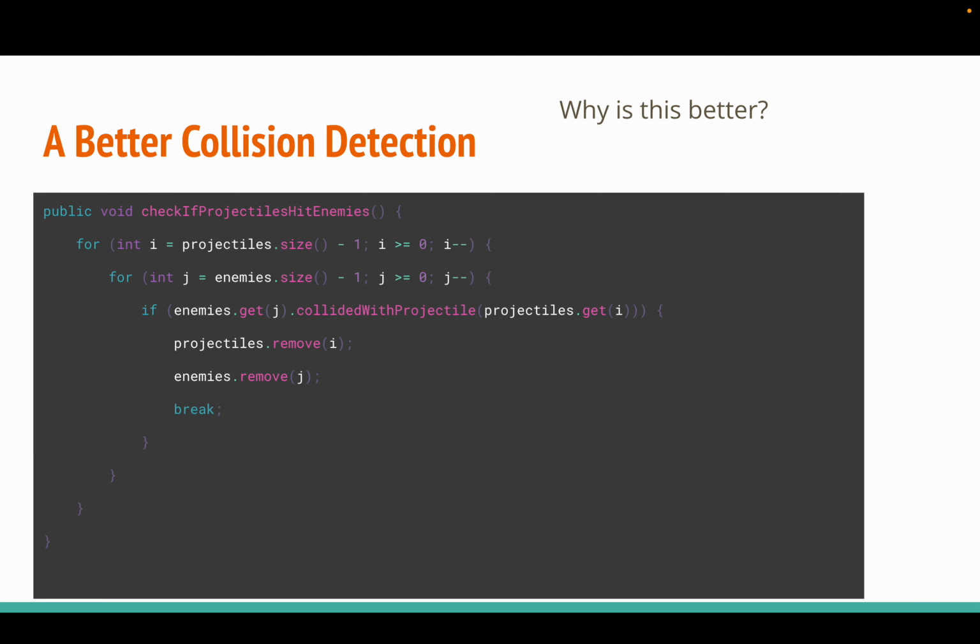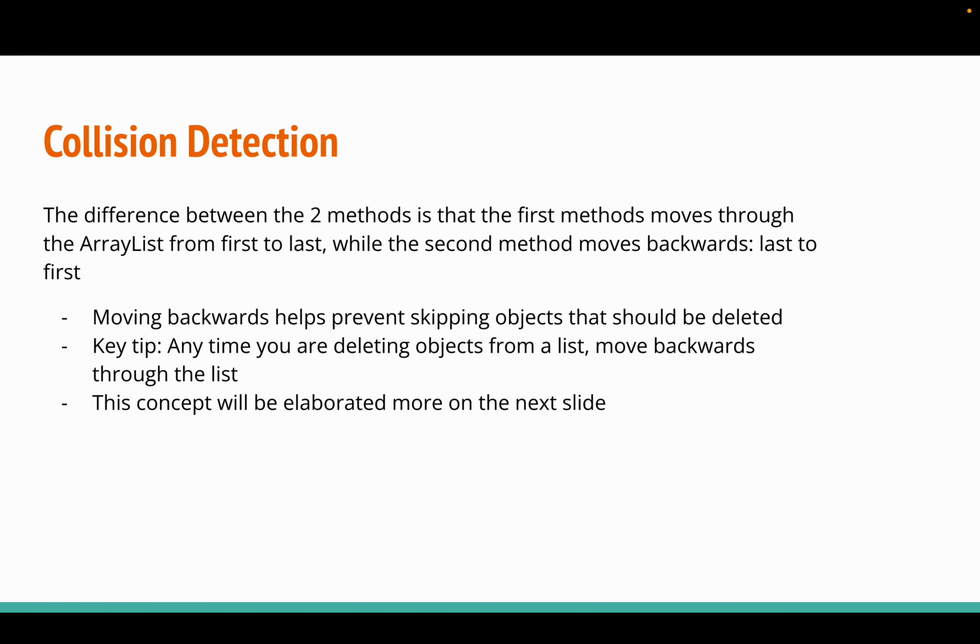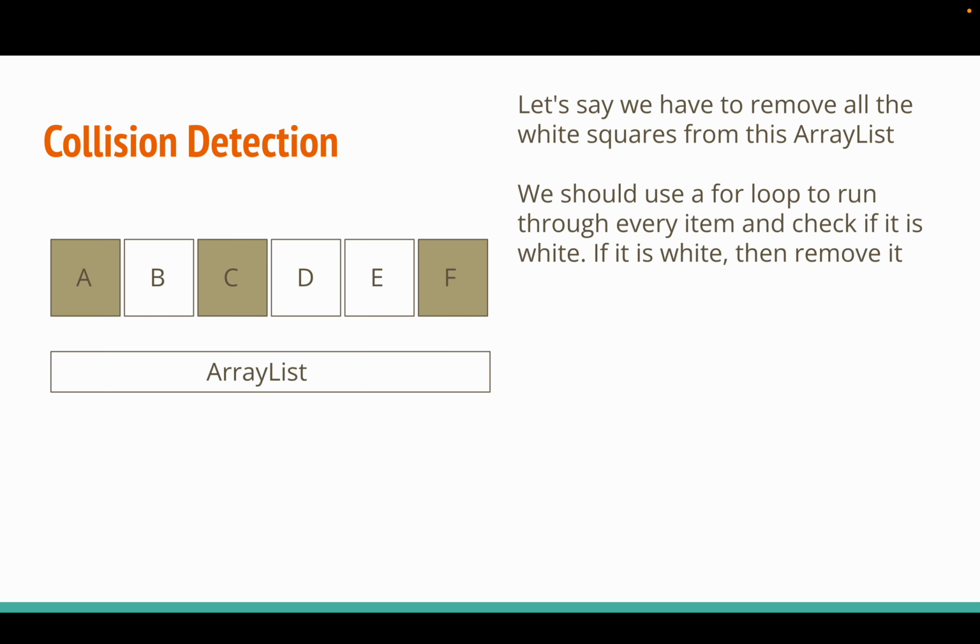All right, let's go into the solution. The difference between these two methods is that the first method moves through the array list first to last, while the second method moves backwards, last to first. Moving backwards helps to prevent skipping objects that should be deleted. A key tip is that anytime you're deleting objects from an array list, move backwards through the array list. And we'll elaborate a bit more on this in the next slide.